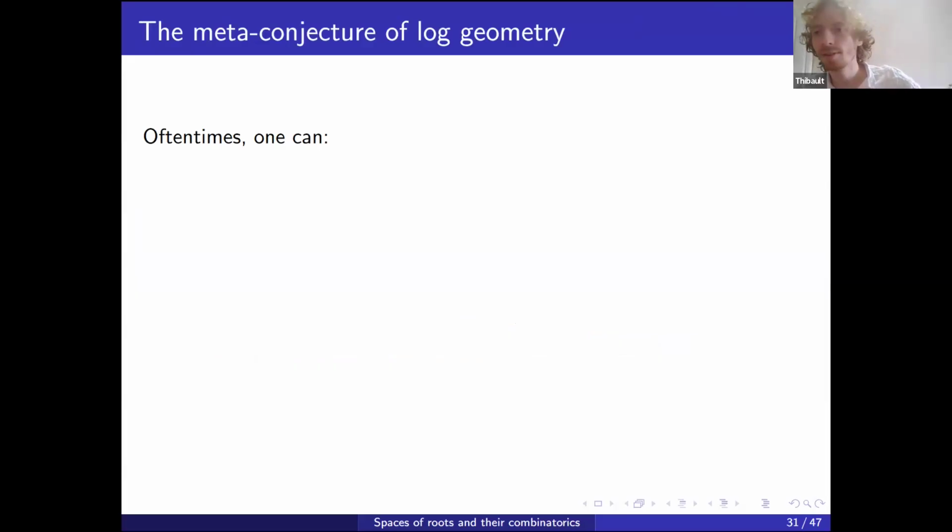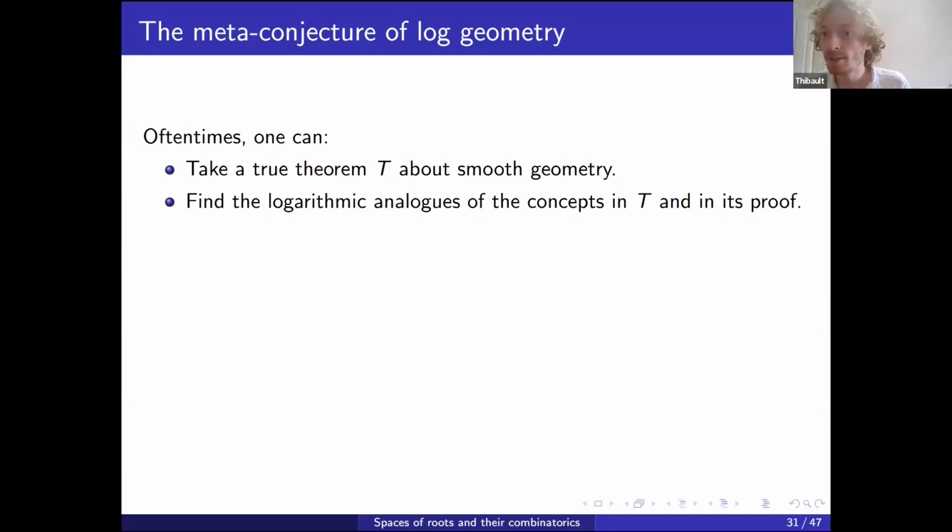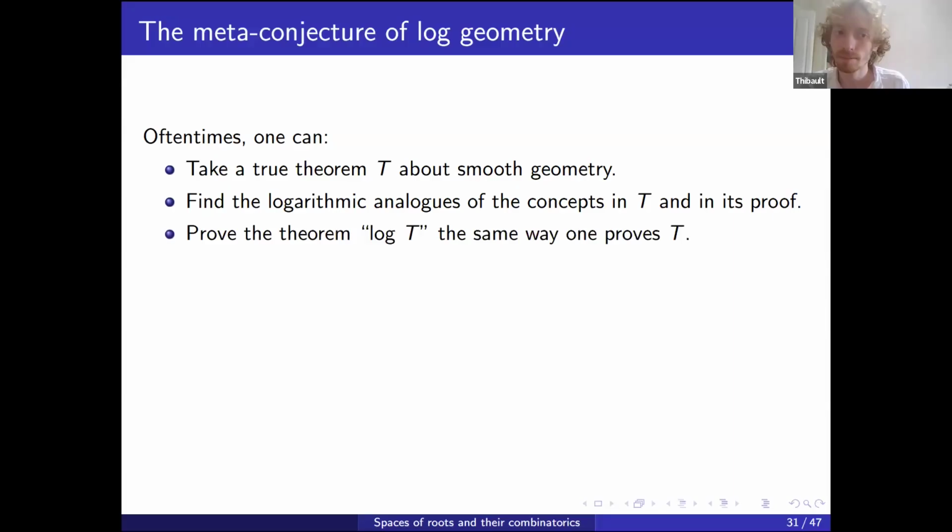There's a little self-deprecating joke that log geometers like to make in talks, which is, oh, I've taken this big, famous, successful theorem, I've put the word log in 5 places, and now I call it my theorem. And that's the meta-conjecture of log geometry. You take something true about the geometry of smooth objects, you try to find the correct analogues in the category of logarithmic schemes of all the concepts in T and in the proof of T. You prove the theorem log T, drawing inspiration from the proof of T.